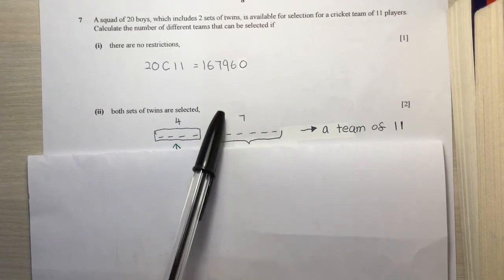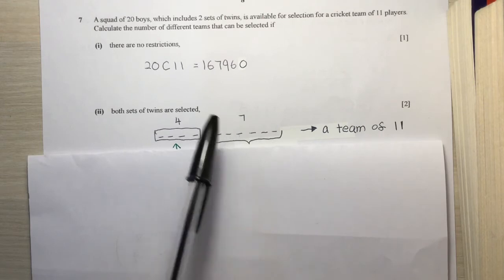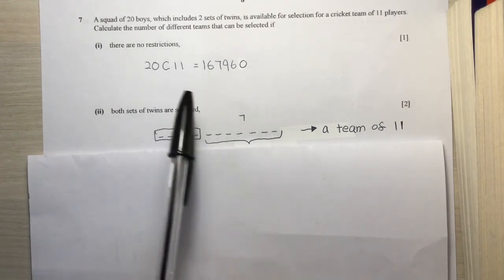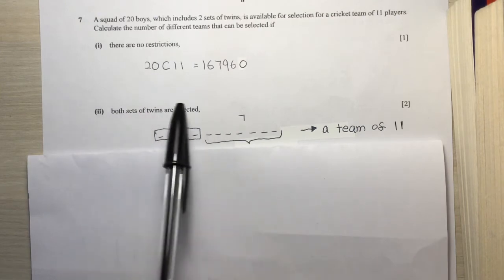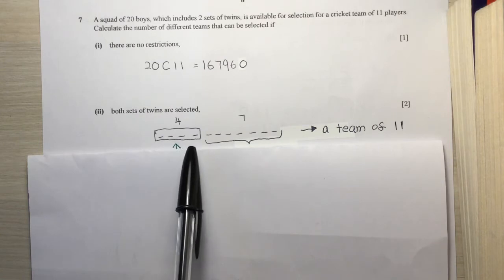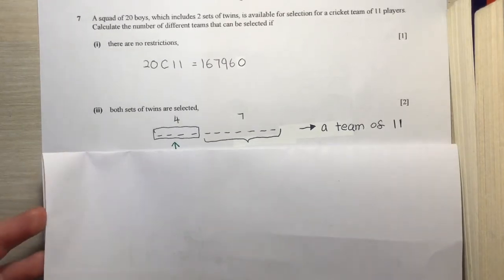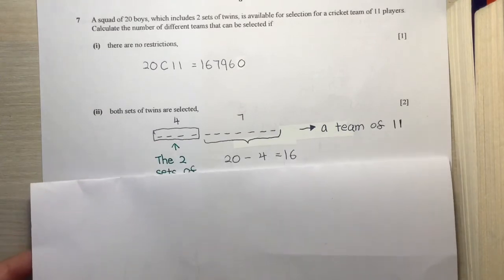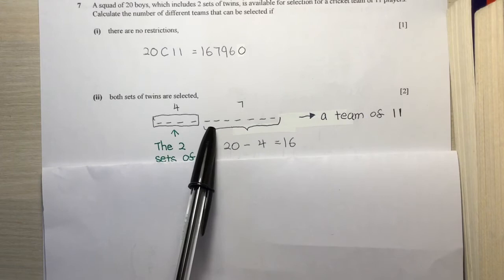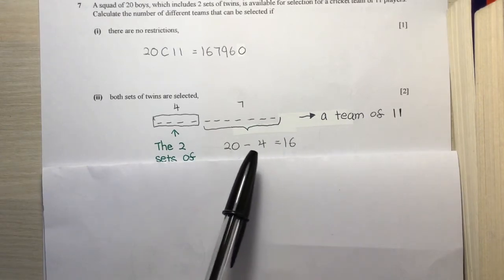And these 7 spaces, who will be in here? It will be anyone who is not in these sets of twins, anyone that is not being selected yet. And because the twins are selected, we have to minus these 4 people from the total of 20. So it's 16 people we have to select from. We have to fill in these 7 spaces from the remaining 16 people over here.